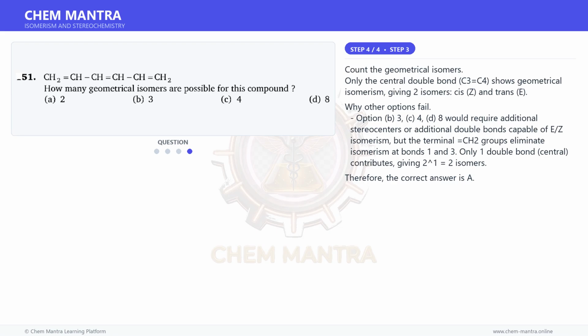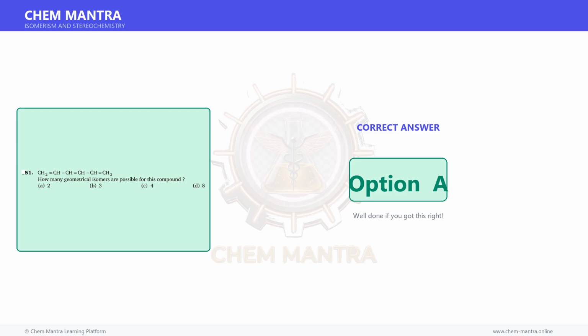Options B, C, D would require additional stereocenters or additional double bonds capable of E/Z isomerism, but the terminal =CH2 groups eliminate isomerism at bonds 1 and 3. Only one double bond, the central one, contributes, giving 2^1 = 2 isomers. Therefore, the correct answer is option A.